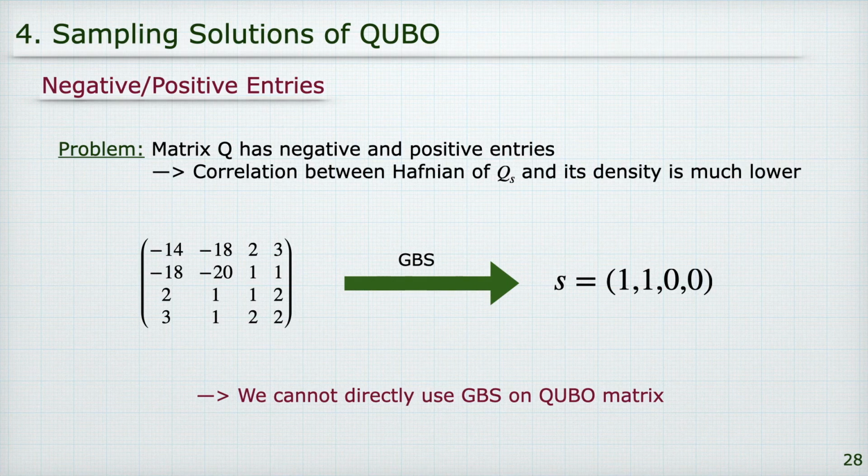And I won't get into the affine value computation details, but it is very similar to computing the determinant of a matrix. It is a sum of multiplications of coefficients. And in this example, using GBS would return a very bad solution for the QUBO problem. So we cannot directly use GBS on the QUBO matrix to identify promising solutions.